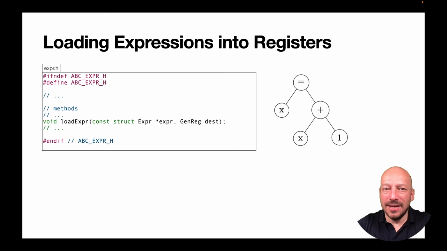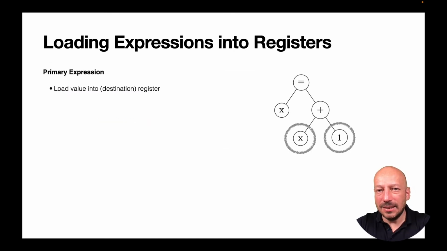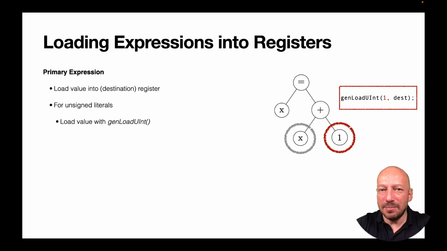We will replace it with a function that produces assembly code for loading the value of an expression into a register. And on the next slides, I explain in more detail what it actually means to load the value of an expression into a register. Let's begin with the simplest case, that we have a primary expression. Then in our case, it means that it's either an unsigned integer literal or a variable. If it's an unsigned integer literal, then we simply have to generate assembly code for loading an unsigned integer literal into a register, and for that we simply can use one of these functions from our code generation interface.